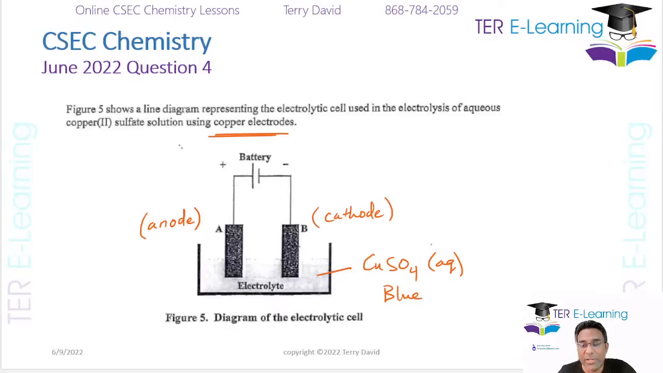Because when you're doing electrolysis on copper 2 sulfate, if you use graphite, you get one particular reaction taking place. And if you use copper, something else is going to happen, right?